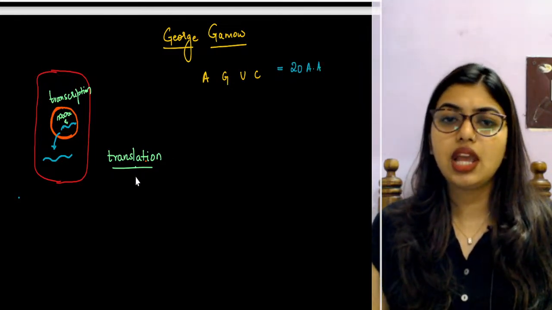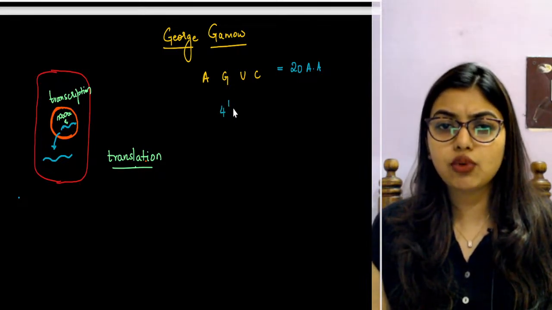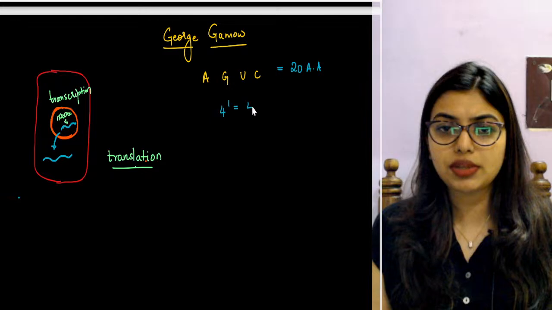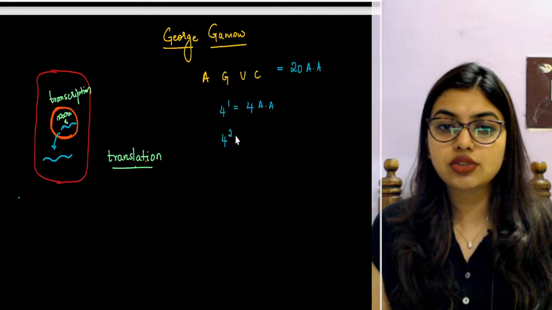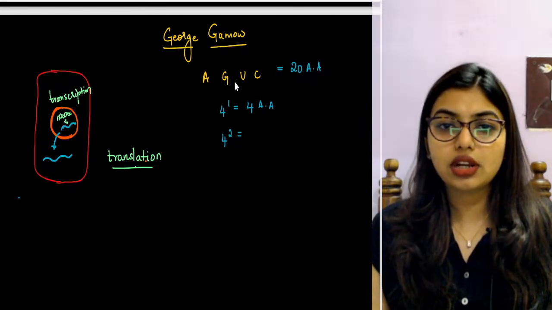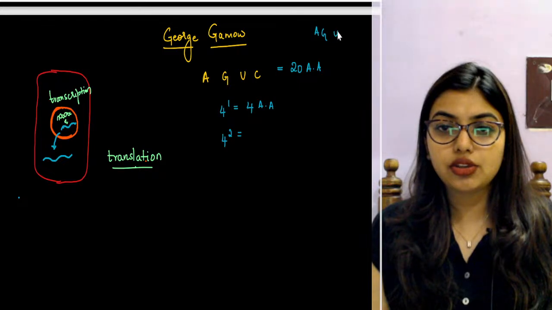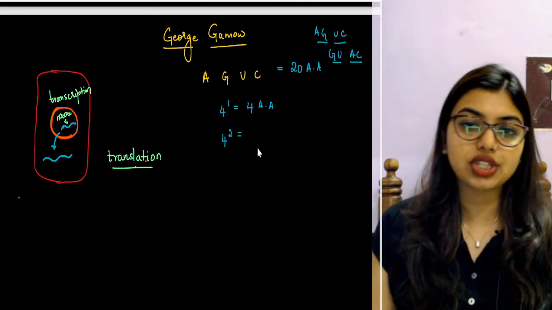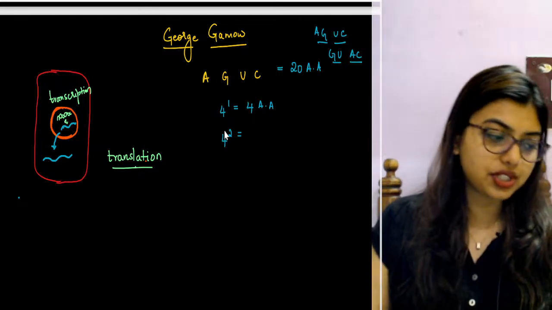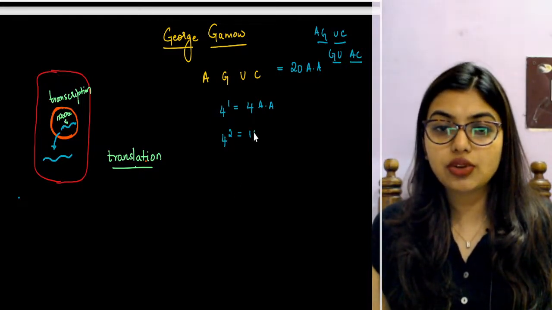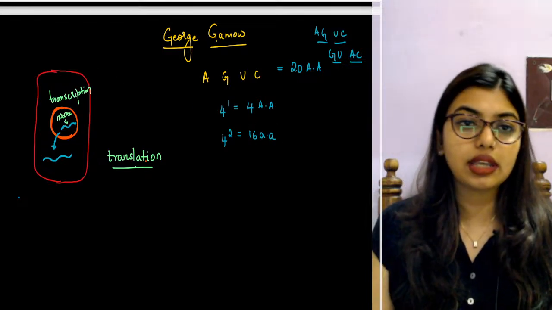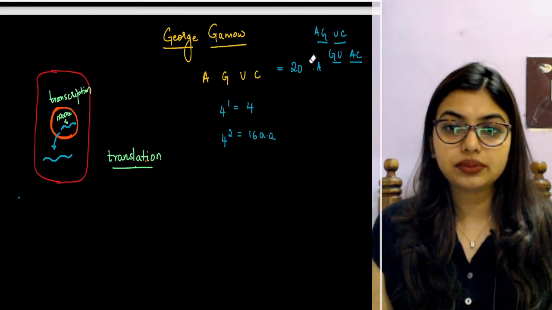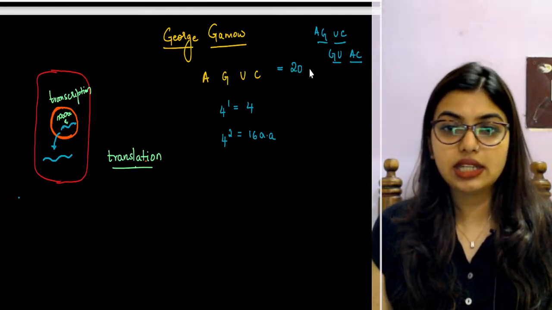First, many people said, let's do one thing, 4 to the power 1. That means each of them will code for 1. Obviously, only 4 amino acids are going to get coded. Then they said, let's do 4 to the power 2, that is 2-base combinations like AG, UC, GU, AC. This is permutation and combination, okay, maths also I'll teach. So it is going to code for 16 amino acids.